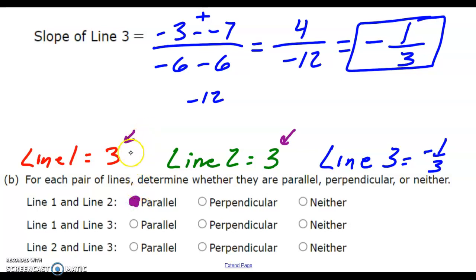Boom. Line 1 and line 3, they're comparing on the second one. Positive 3 and then negative 1/3, which is flipped. That's a negative reciprocal, so they're perpendicular. And then 2 and 3, same thing. Positive 3, negative 1/3, perpendicular. They don't have to be parallel or perpendicular. Like if you have a slope of 3 compared to like 1/4, they're not parallel or perpendicular. So that's it. I got like 3 seconds.